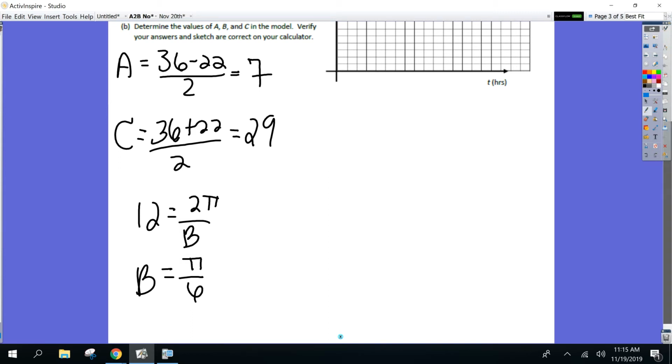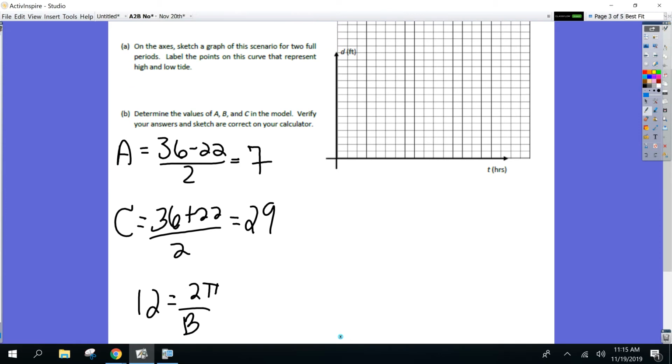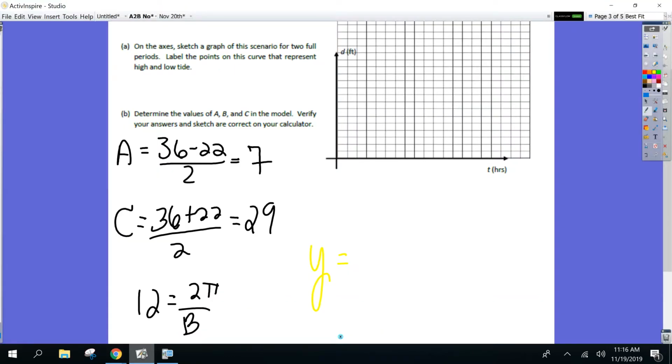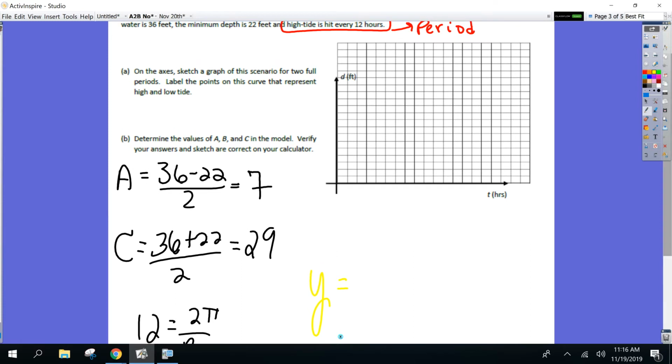I know it didn't ask, but I'm going to ask it. Write the equation now of this curve. Y equals, you guys finish it now that I know all 3 values. 14. Y equals 7.